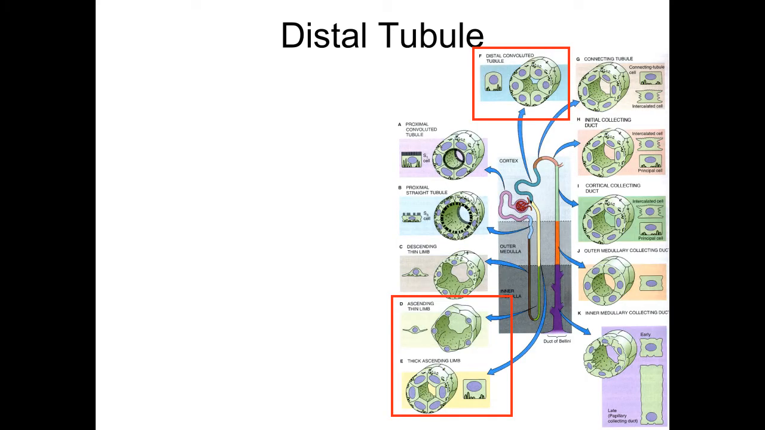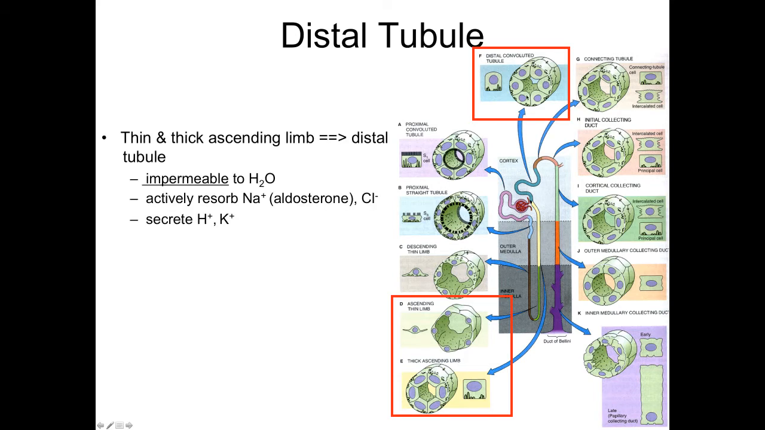If we look at cells in the distal tubule, we could be considering cells all the way from the thin ascending limb of Henle's loop to the thick ascending limb of Henle's loop through to the distal convoluted tubule. If we consider these cells, the thin and thick ascending limb of the distal tubule, the cells are impermeable to water. These cells can actively reabsorb sodium under the influence of aldosterone. Chloride will follow the sodium. These cells can also secrete hydrogen ions and potassium.